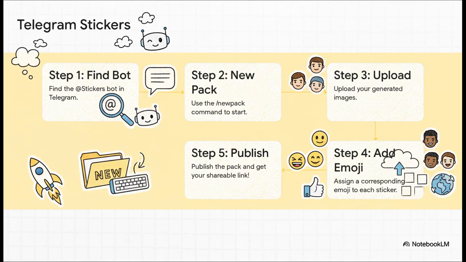It's so easy. It's just 5 simple steps. First, find the Add Stickers bot in Telegram. Then, start a new pack, upload your AI-generated images, assign an emoji to each one, and hit Publish. Seriously, it's an incredibly easy way to give your brand a really fun, interactive voice.